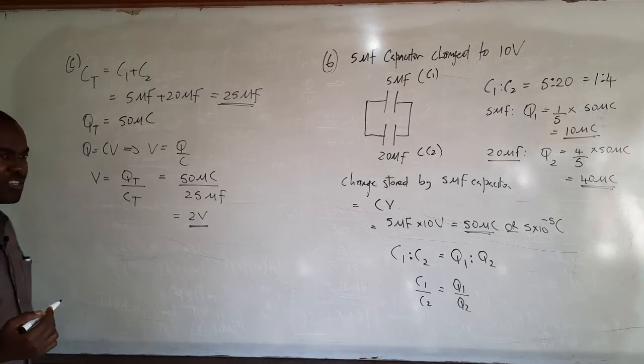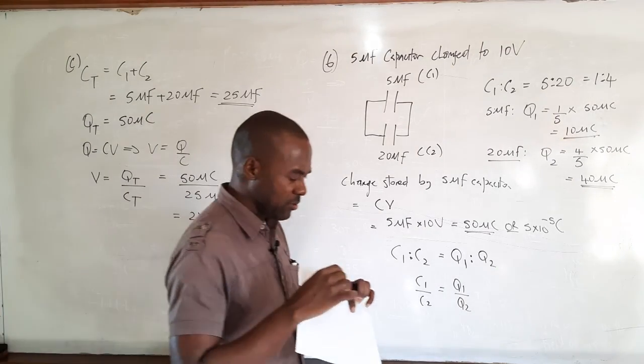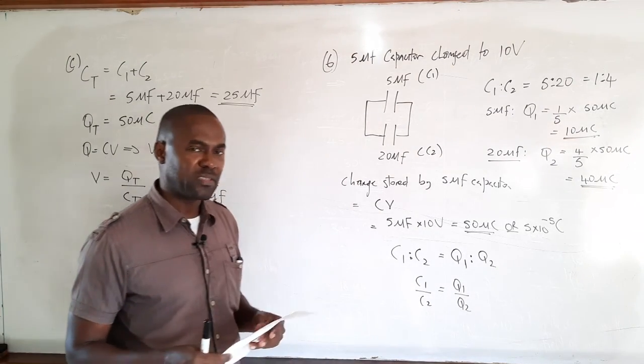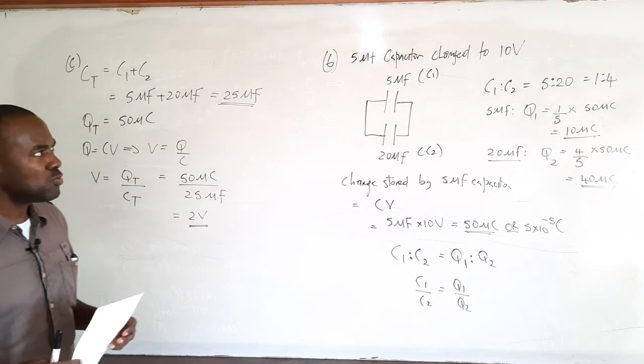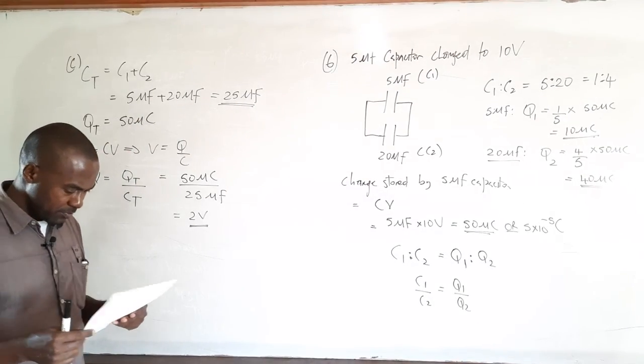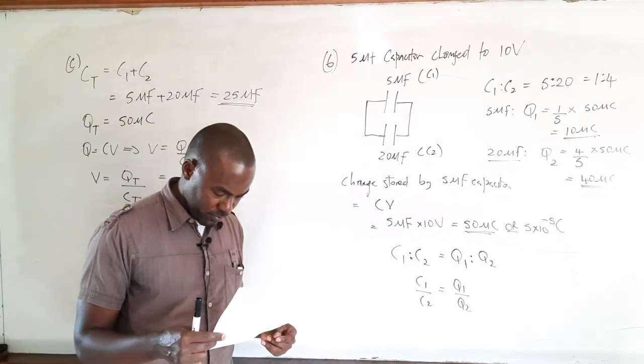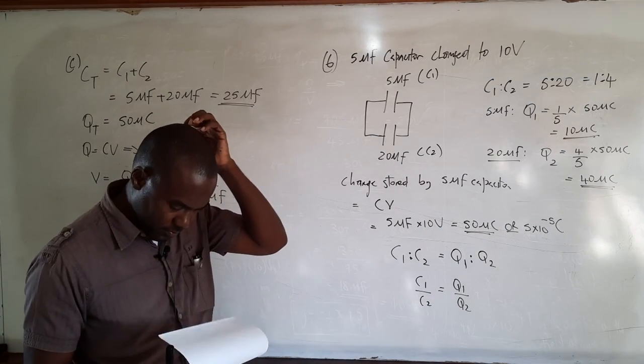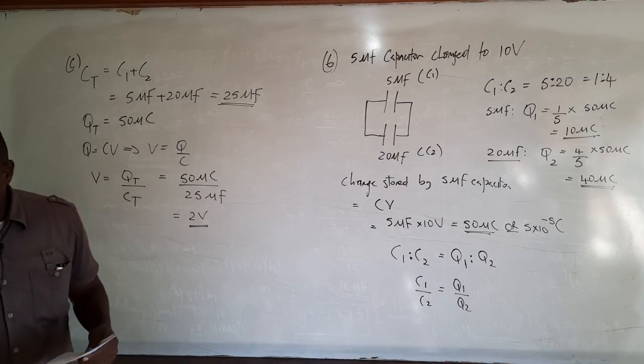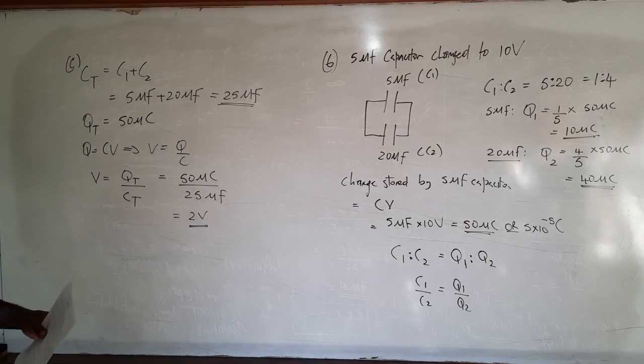So after discharging across the initially uncharged capacitor, the PD across the plates of each capacitor has now fallen to 2 volts. All right, that was question 6. We'll then go on to question 7.